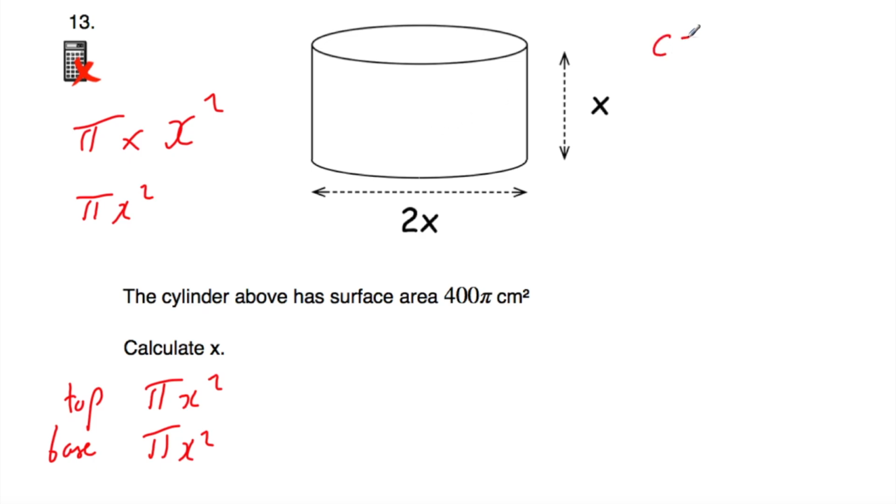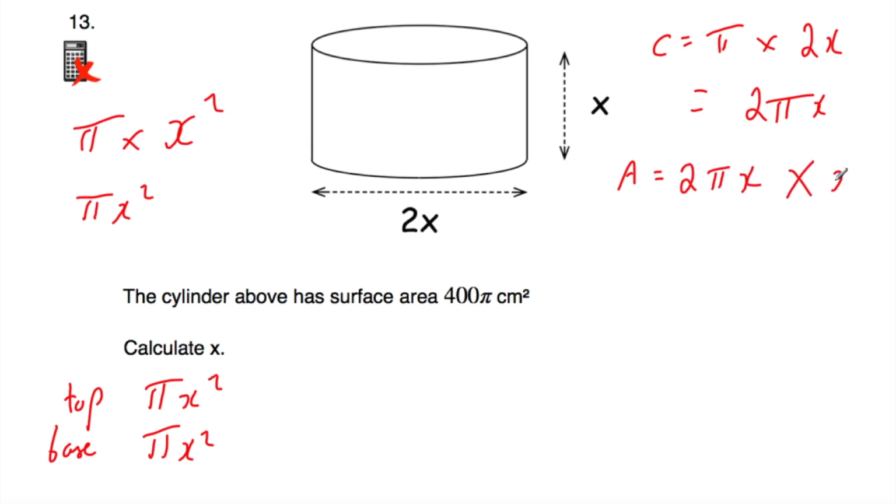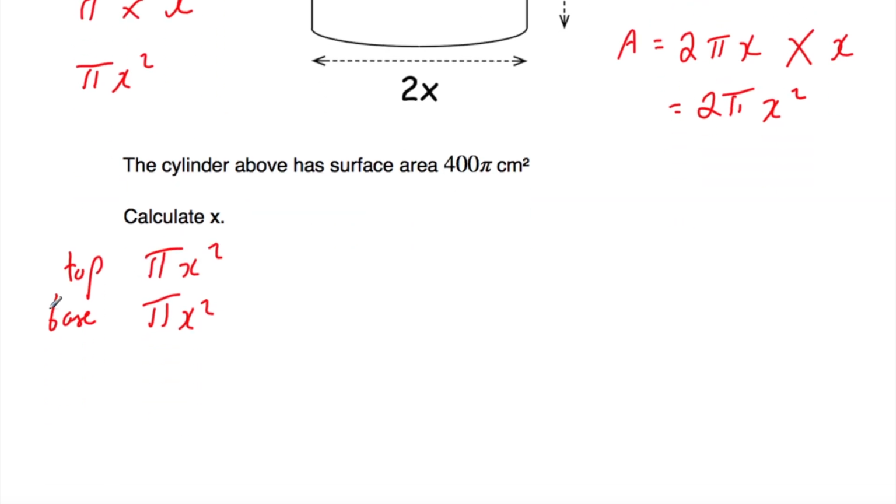So the circumference of the circle is pi times the diameter, which is 2x. That'd be equal to 2 pi x, putting them in order of the numbers, then pi and then x. So that'll be the circumference of the whole circle. And then we're going to times by x, which is the height of the cylinder. So the area of that curved face would be equal to 2 pi x times x, which would be equal to 2 pi x squared. So let's write that down. The area of the curved face is 2 pi x squared.